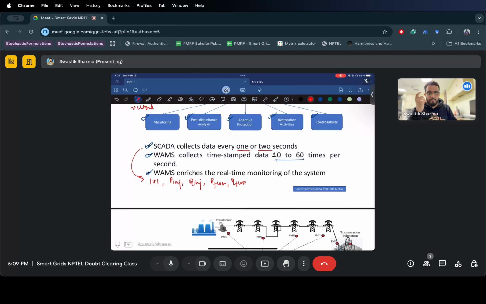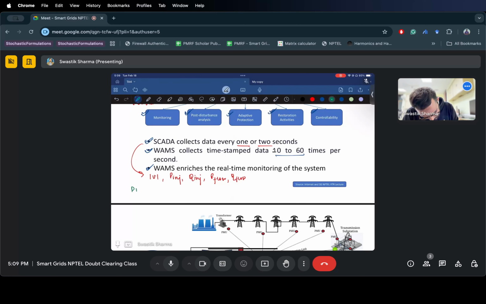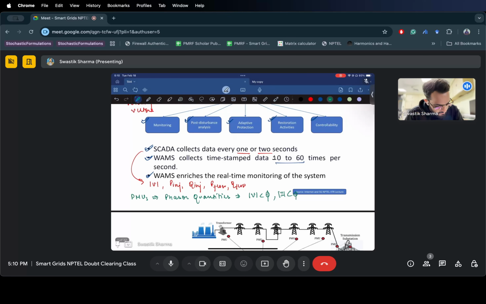But WAMS, which employ PMUs, get only one kind of data, phasor quantities. I'll write it separately. PMUs give what? Phasor quantities, which are voltage and current phasors. Even if you have only the voltage phasor, you can derive any quantity from this phasor, right? Your injections, your flows, you can derive. Now, let me tell you how.